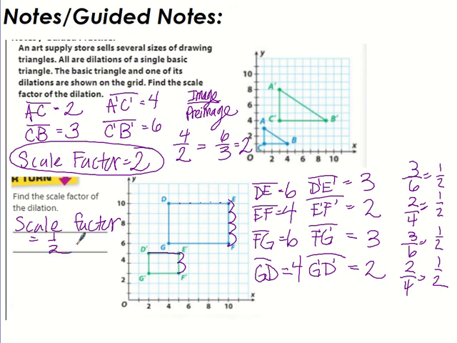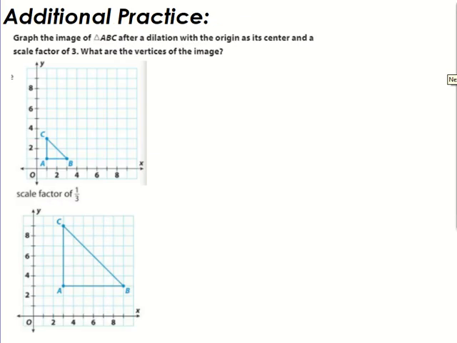Hopefully you didn't say 2. If you said 2, you flipped them. Okay, so for this one they're going to give us the scale factor, and then we are going to do what it says.